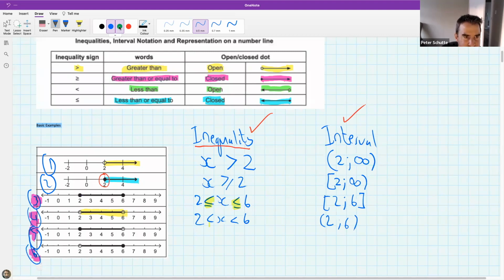Let me do number 5 and 6 just to help you guys here too. So 5, you've got a solid dot. So I'm going to have a less than or equal to here. But this is an empty dot here, and so I have a less than 6.